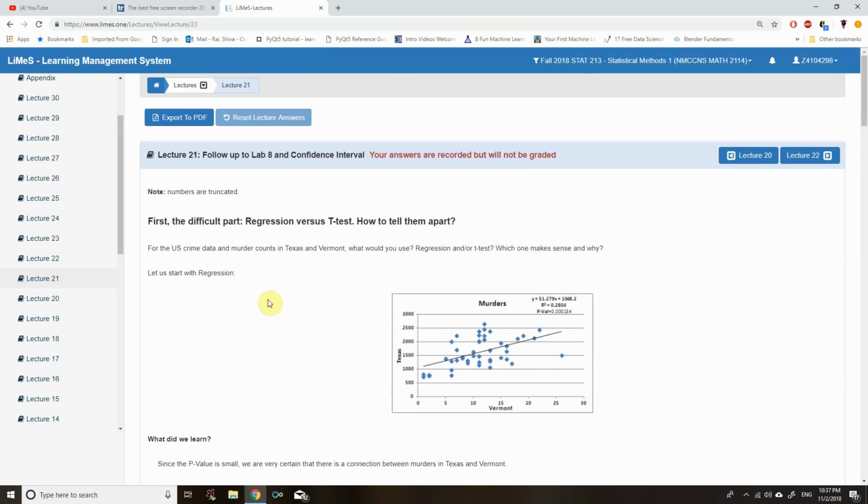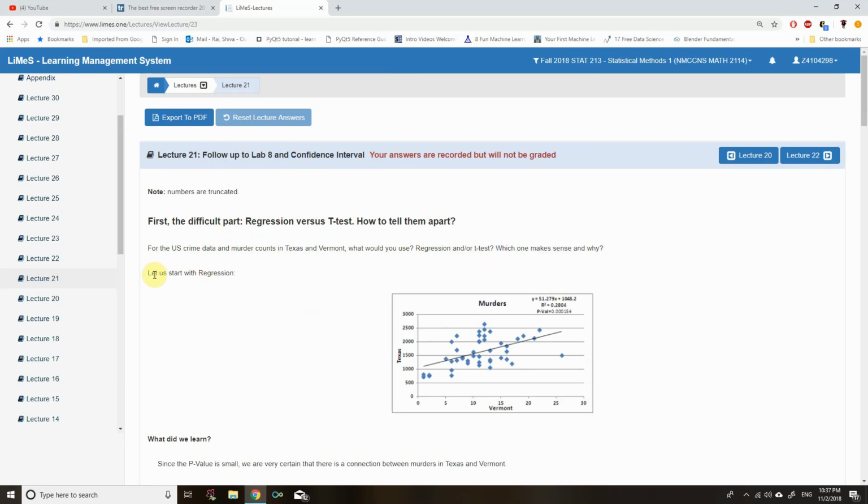Lecture 21. Let us do this follow-up to Lab 8 and confidence interval, which is a fairly new topic for us. First, the difficult part, regression versus t-test, how to tell them apart. For US crime data and murder counts in Texas and Vermont, what do you use, regression or t-test? Which one makes sense and why?